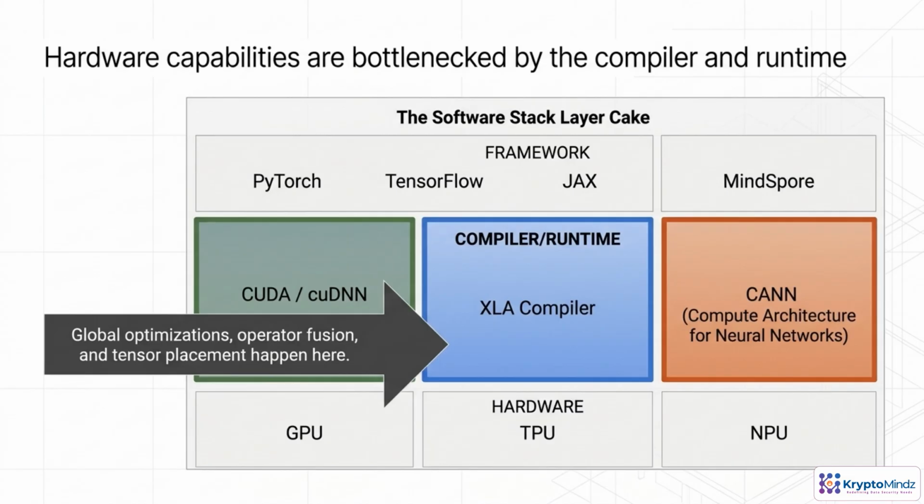Even if the raw hardware is extremely fast, your real-world performance depends heavily on the compiler and runtime layer. Your framework, PyTorch, TensorFlow, JAX, or MindSpore, describes the math, but CUDA with cuDNN, XLA on TPUs, and Huawei's CANN decide how that math is scheduled and optimized. This layer handles global graph optimizations, fuses operators into larger kernels, and chooses where tensors live in memory. If these compilers are immature or misconfigured, you'll leave a huge amount of H100, TPU, or Ascend performance unused.